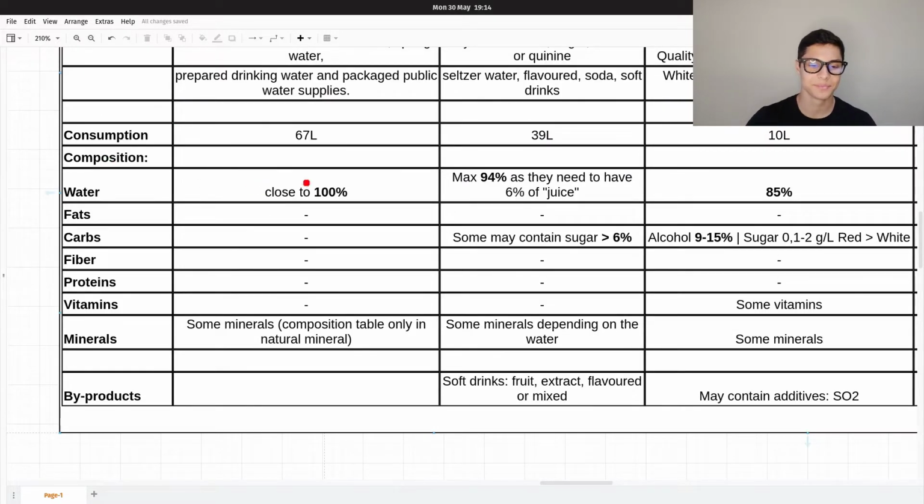Composition, well, close to 100%. Maybe there are some minerals. And yes, as I said, the composition table only on natural mineral water.